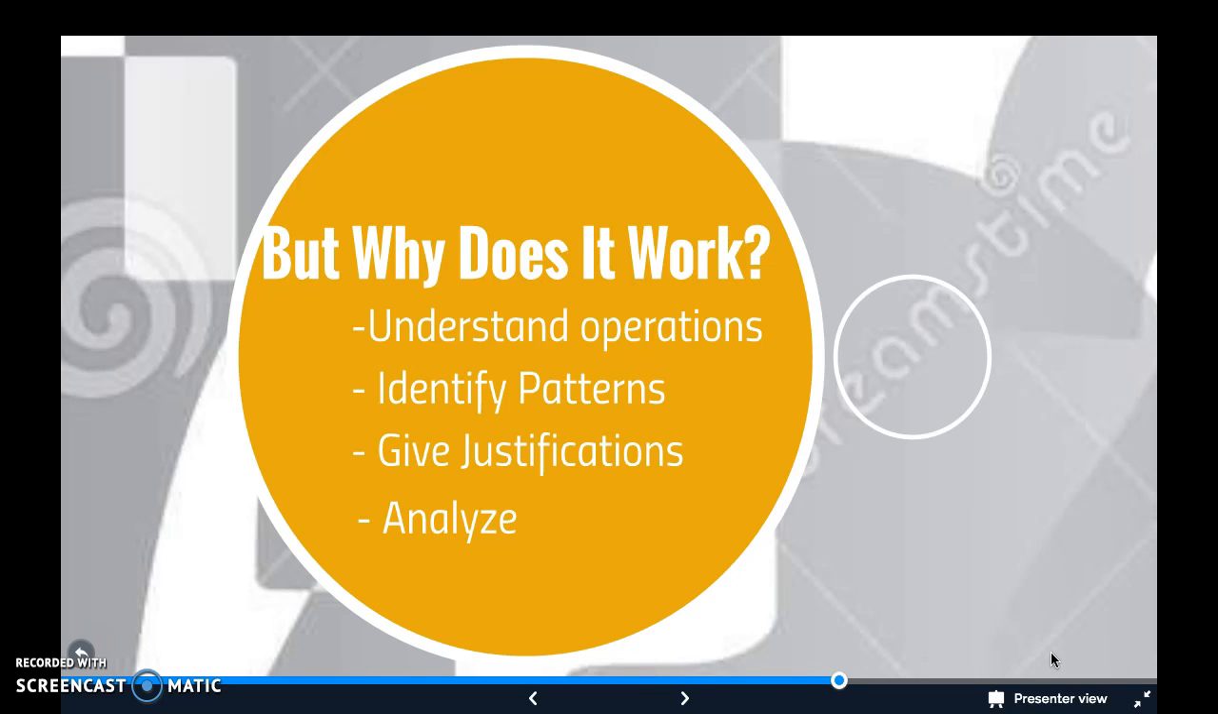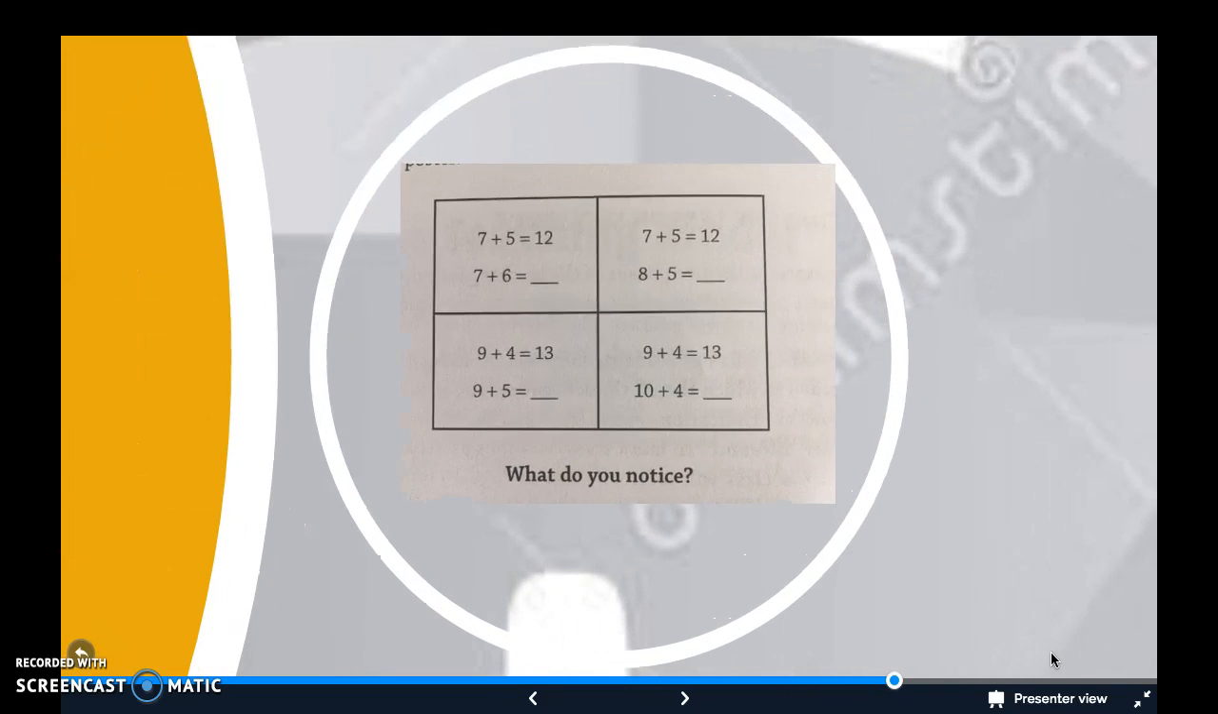Through these tasks, students will understand operations, identify patterns, give justifications for why things work, and analyze if these rules apply to other operations. As you can see here, the students would identify a pattern with addition, and then analyze, does it work for subtraction, multiplication, and division as well?